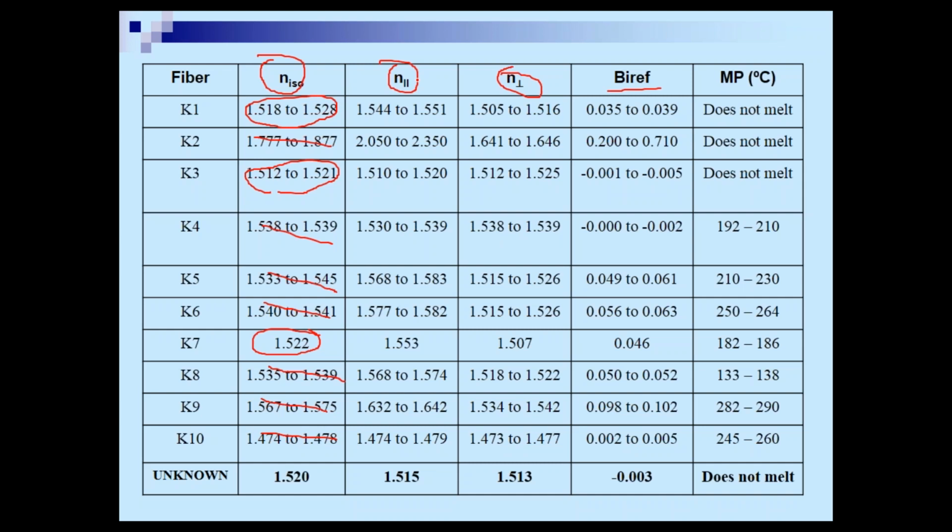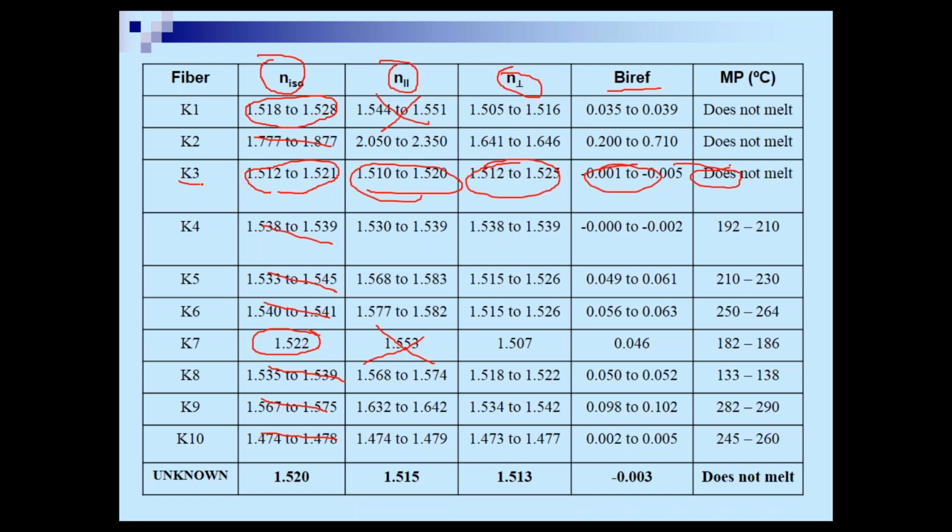We go to the second class characteristic, and this one's out. Nope. And this one is still in the running, and this one is nope. Okay, and then we go and we find this one matches, this one matches, this one matches. So our unknown fiber is consistent with K3.